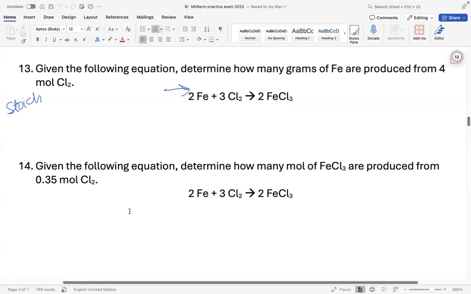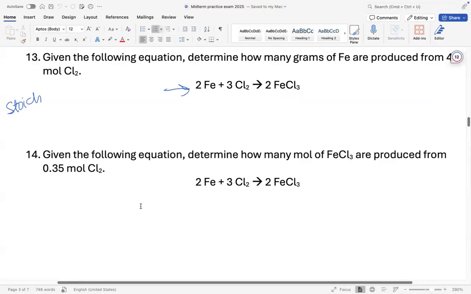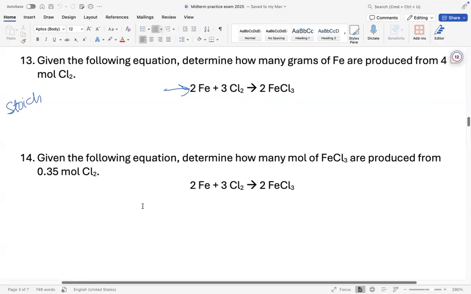So, given the following equation, determine how many grams of iron are produced from 4 moles of chlorine. All right, so if I didn't already know that it was a stoichiometry problem from the fact that they gave me a balanced equation, I should be cued in to the fact that it's stoichiometry based on the fact that it's 2 different compounds. I'm trying to switch compounds on top of switching units.